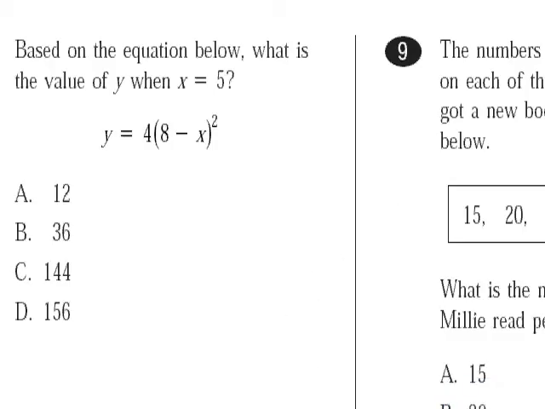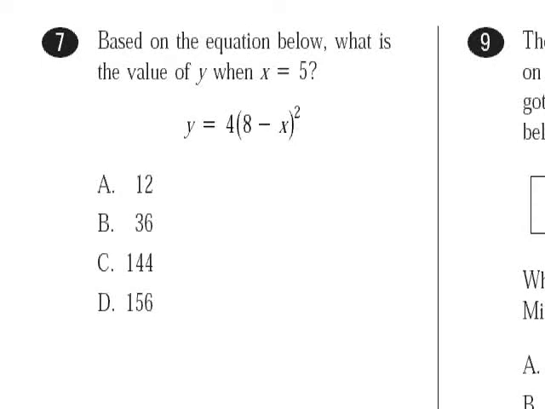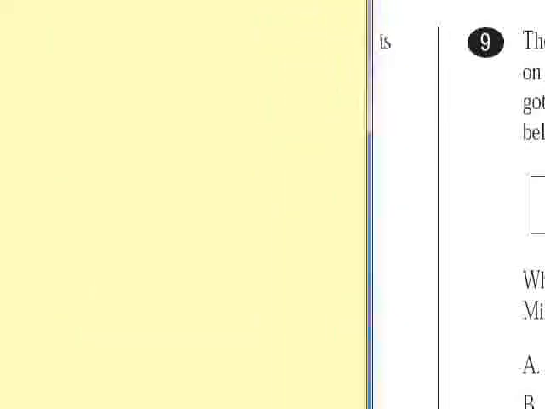Okay, let me see if I can go through 7, 8, 9 rather quickly here. So number 7 says, based on the equation below, what is the value of y when x equals 5? Well, it's a pretty straightforward problem. You're going to replace the x with the value of x, which is 5, and solve the equation using order of operations, or PEMDAS, which some of you are kind of groaning about right now, but let's do this.